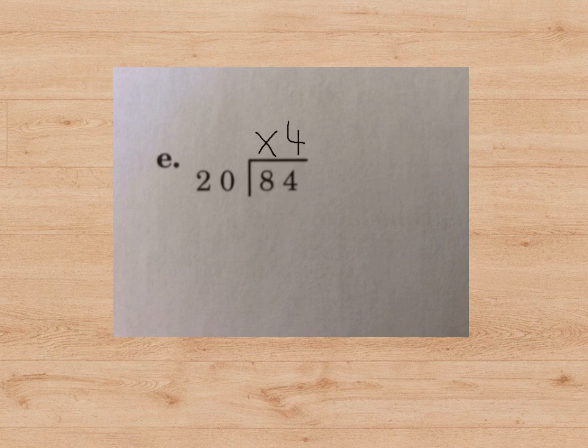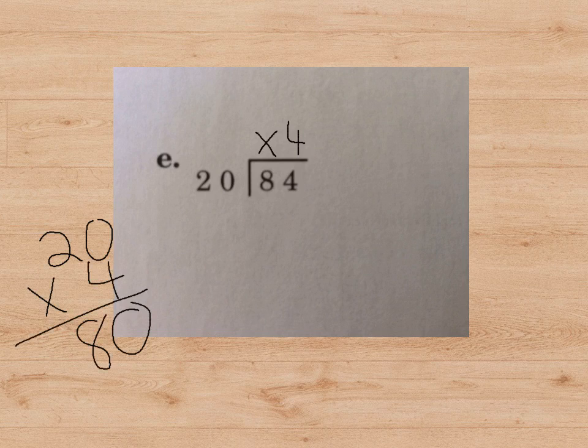20 times 4. 4 times 0. 4 times 2 is 8. And we get 80. We get 4. So we get 4 remainder 4. And since that is smaller than our divisor, like it said in the directions, we are good. 4 remainder 4.